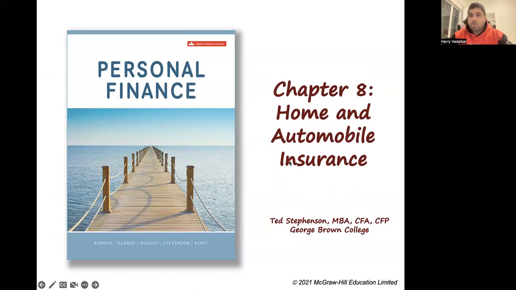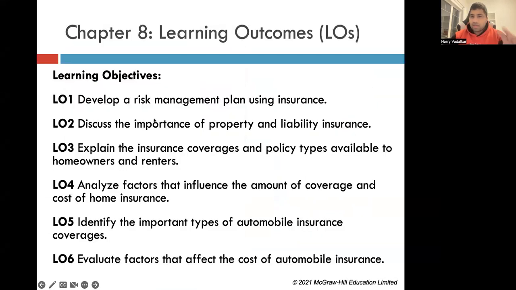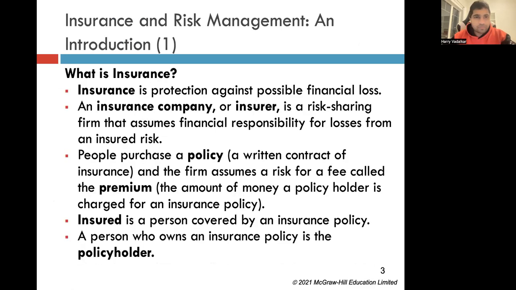So we're discussing home and auto insurance. What are the learning objectives of this chapter? Develop a risk management plan using insurance. Discuss the importance of property and liability insurance. Explain the insurance coverage and policy types available to homeowners and renters. Analyze factors that influence the amount of coverage and the cost of home insurance. Identify the important types of auto insurance and evaluate factors that impact cost of auto. Okay, so what is insurance?